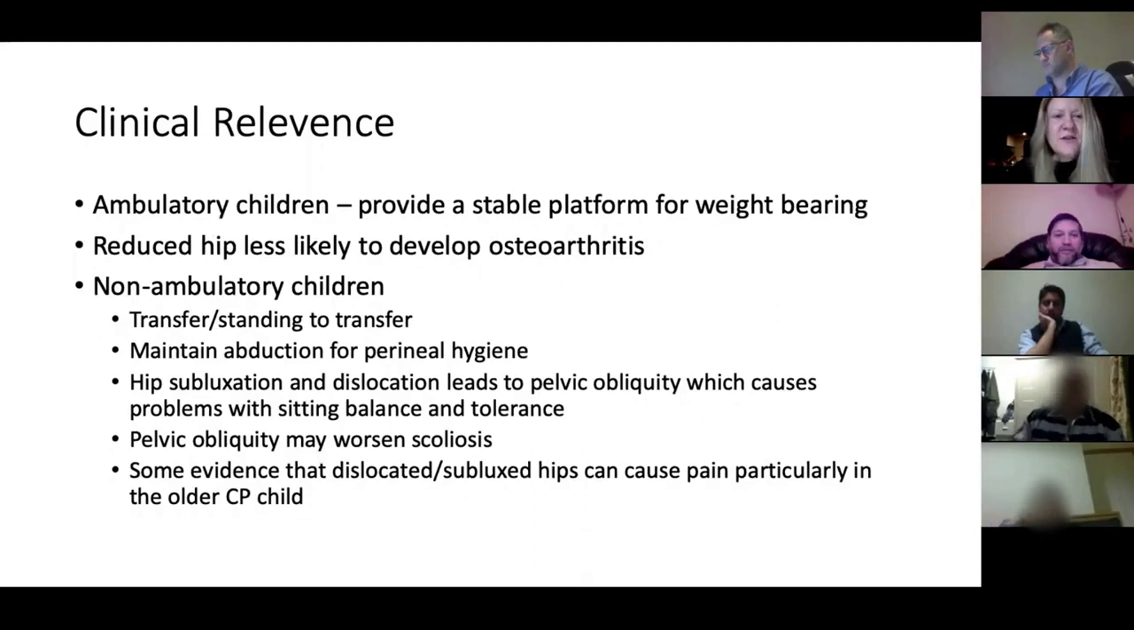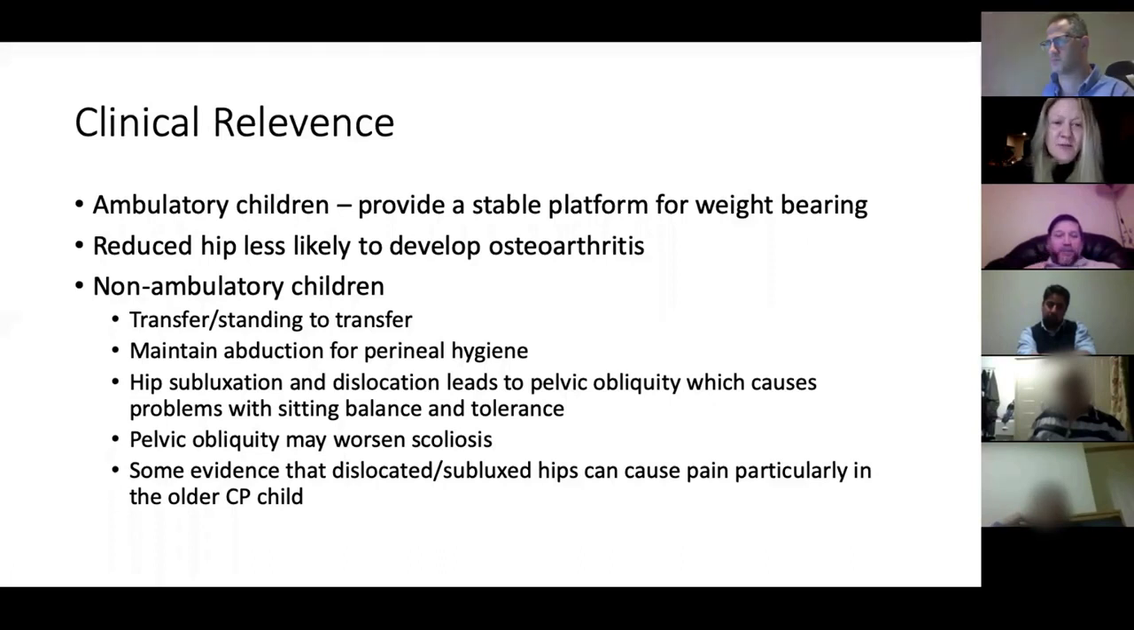So what's the relevance of this? If you've got an ambulatory child, you want to try and preserve that function as far as possible. And if you can locate the hip, then you're giving them a stable platform to allow them to weight bear and hopefully maintain their mobility. The long-term outcome of a cerebral palsy hip is that they will usually develop early osteoarthritis, which causes pain. And if you can locate the hip at an early stage, then you can reduce the risk of this happening.